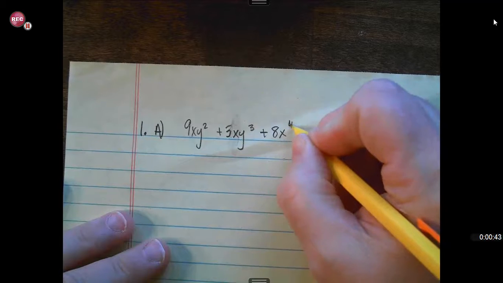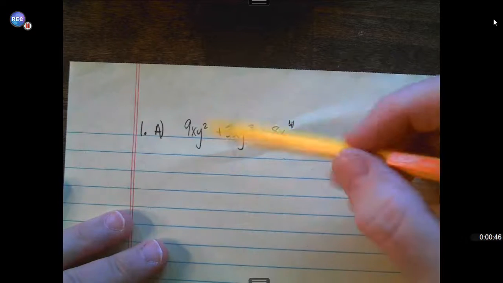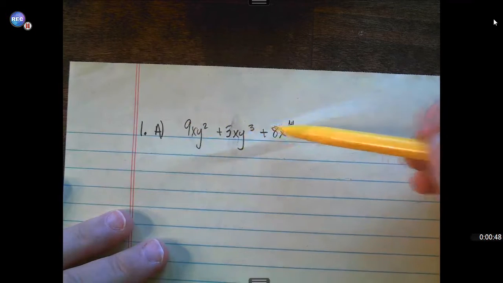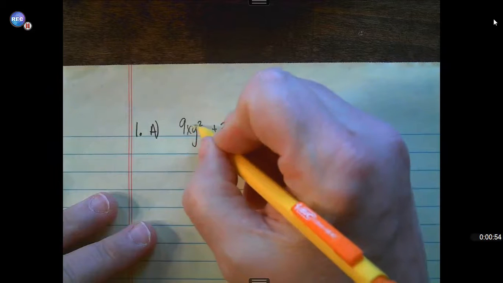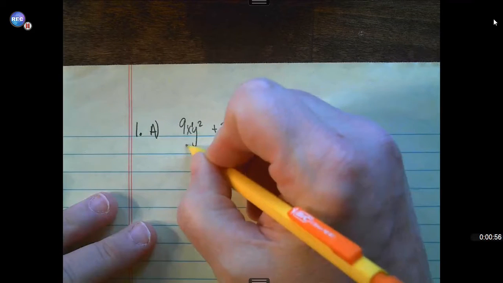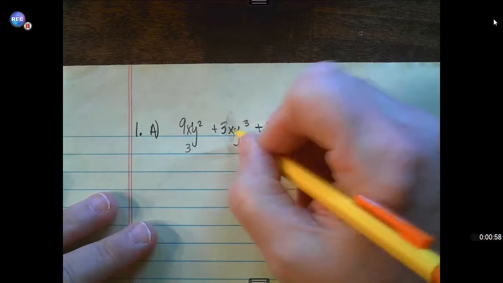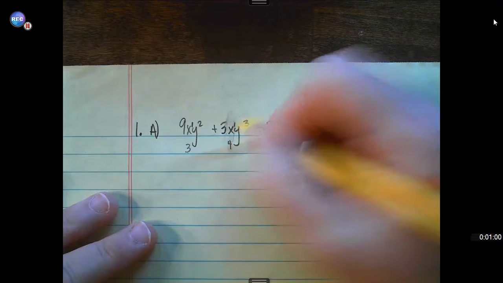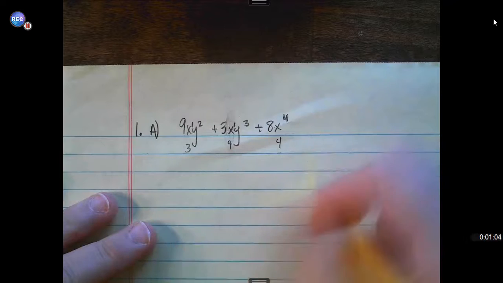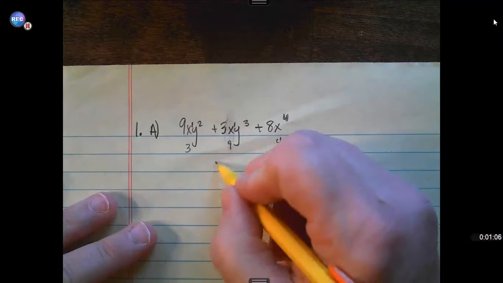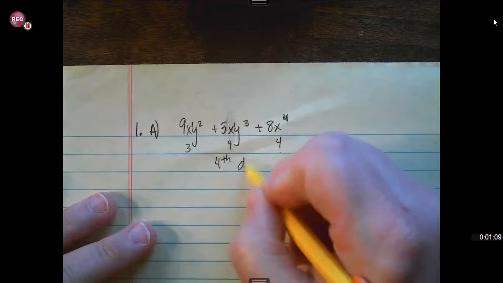So to find the degree of the polynomial, I find the degree of each term in the polynomial, and then it's the highest degree. So the degree of this one, you add the exponents, so that's a third degree. This one is a fourth degree because 3 plus 1, and this one is a fourth degree. So the overall degree of the entire polynomial is a fourth degree polynomial.